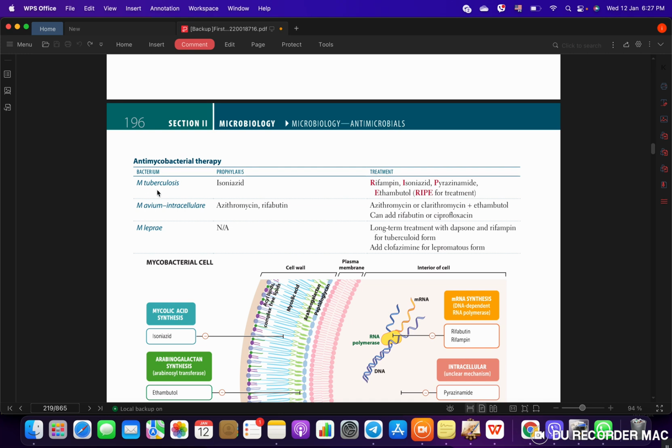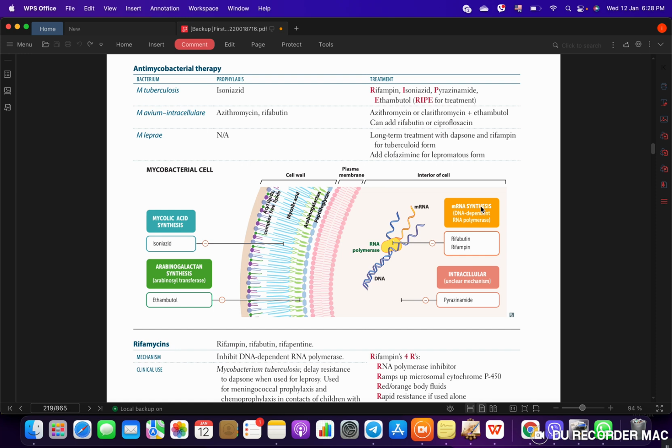So Mycobacterium tuberculosis, we can prophylax against it with isoniazid. It's the only drug that we can use for monotherapy in case of tuberculosis. Obviously, it's not for treatment, it's only prophylaxis. For the treatment, rifampin, isoniazid, pyrazinamide, and ethambutol. The RIPE therapy is your friend on the exam.